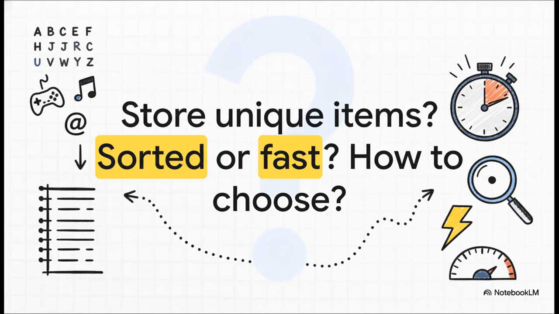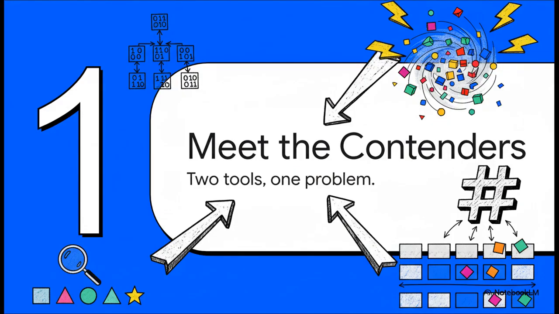Okay, so picture this. You've got a pile of unique things. Maybe it's a list of usernames, product IDs, song titles, whatever. Now, do you need them sorted, or do you just need to know if something's in that pile, like instantly? The choice you make right here can have a huge impact on how your program performs. So, let's bring our contenders into the ring. In one corner, we have the incredibly meticulous std::set, and in the other corner, the lightning-fast std::unordered_set.